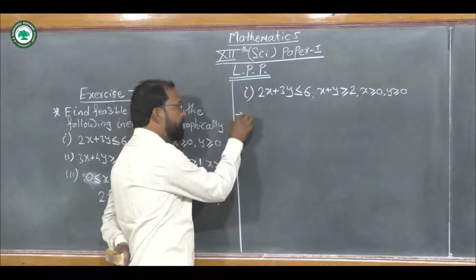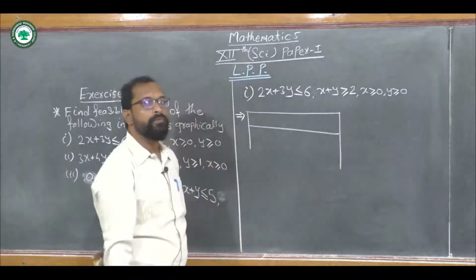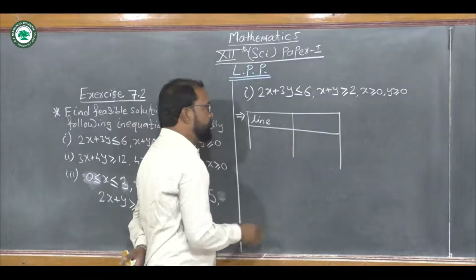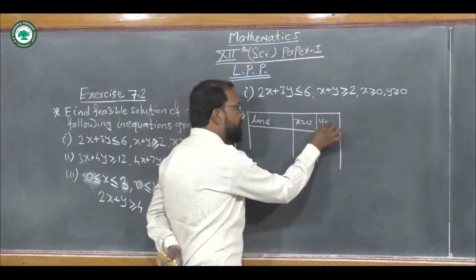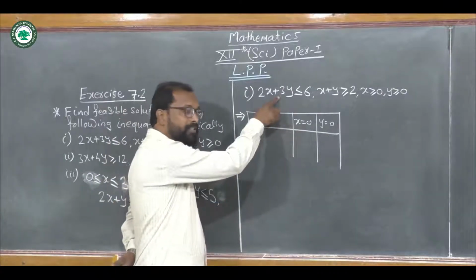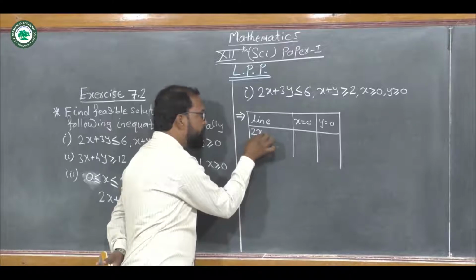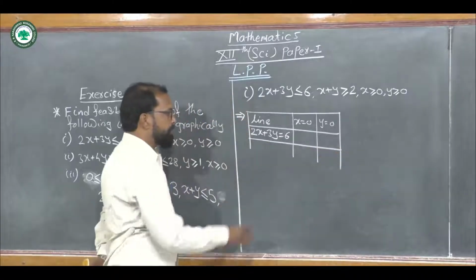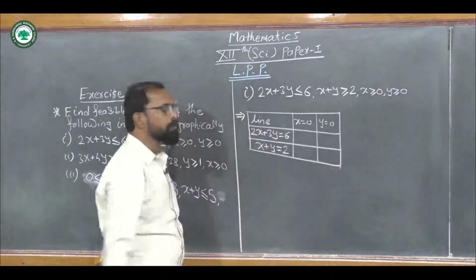To plot a graph, first we convert these inequations into equations of lines. For that we write a table in which we show a line. Then to plot this line, we have to find 2 points. To find 2 points, we put first x equals to 0 and then y equals to 0. Converting the first inequation into an equation, it can be written as 2x plus 3y equals to 6. This is the first line. And the second one is x plus y equals to 2.